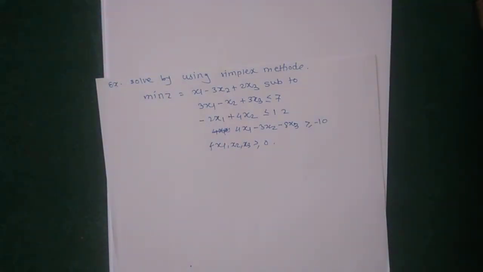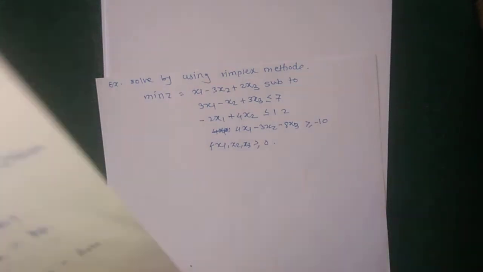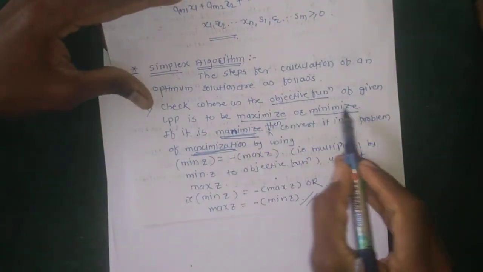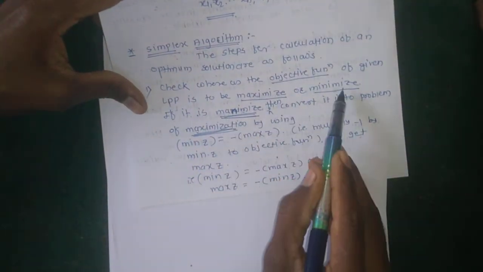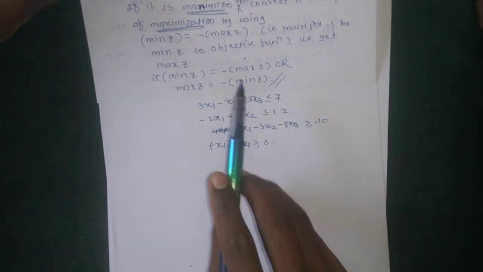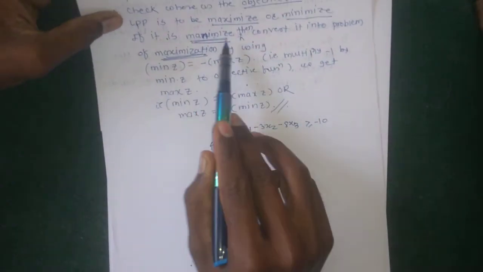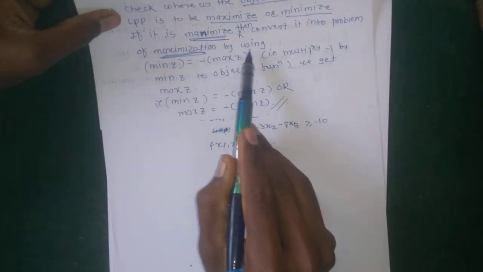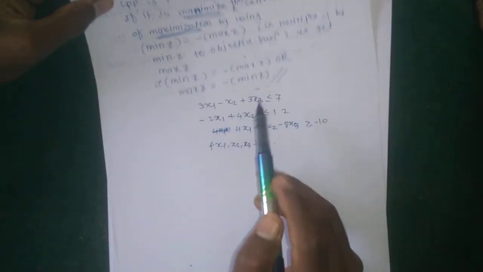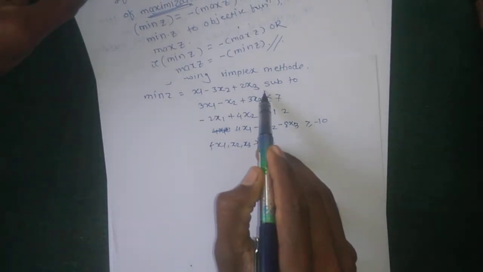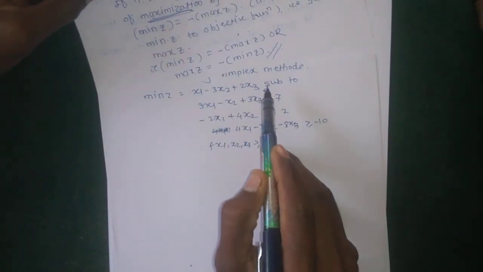So here the number of variables is 3: x1, x2 and x3. The objective function is minimized type, and one constraint is greater equal type. So by the simplex algorithm, check whether the objective function of the LPP is maximize or minimize. Here it is minimized type, so convert it into a maximization problem by using minimum z is equal to minus maximum z. That is, multiply the objective function by -1, and we get the converted maximum z.